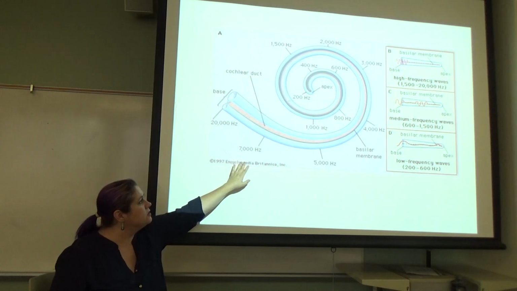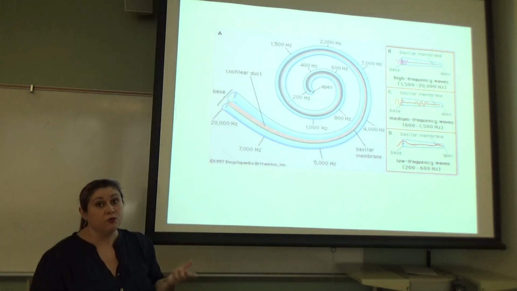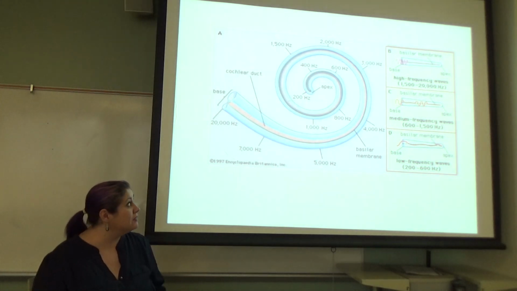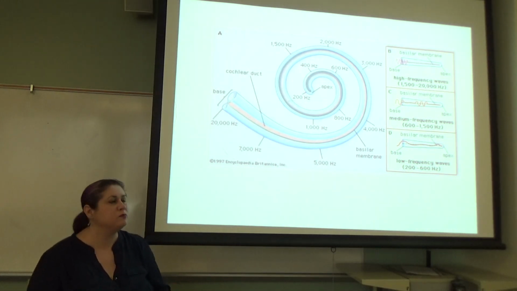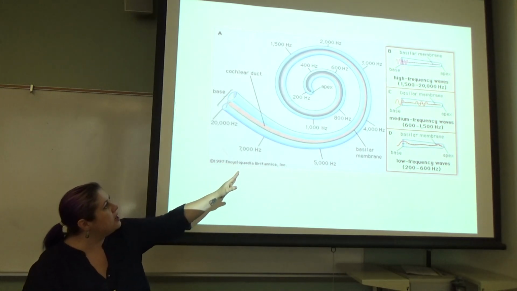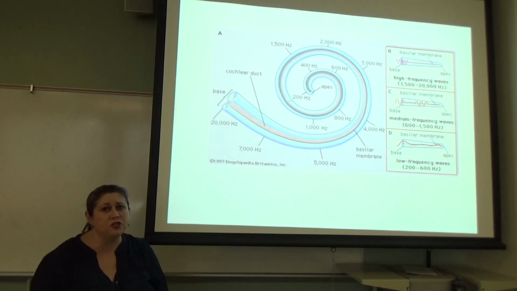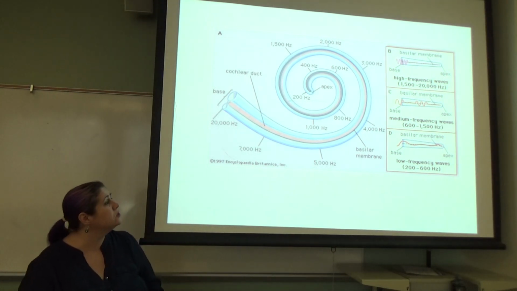But around here, 7,000, 5,000, 4,000, 3,000, 2,000, those are still really high frequencies. You know, 7,000 cycles per second is still really fast, but that's where human speech is. So the vast majority of your hearing is dedicated to the frequencies that human speech is in. Okay, that's what your cochlea wants to do.